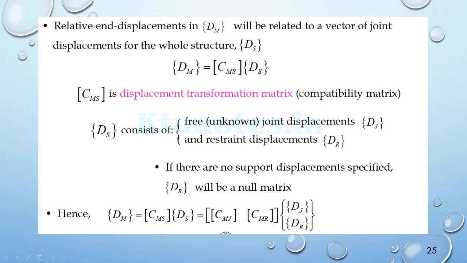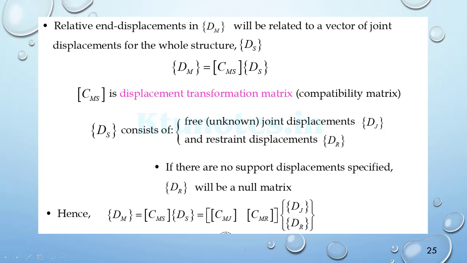free unknown joint displacements and the restraint displacements. In the previous flexibility method, it was the joint loads and the restrained reactions. Okay, DJ and DR here. For the flexibility method, it was AJ and AQ. If there are no support displacements specified, then DR will be a null matrix. It is the restraint displacement, right? So DR will be a null matrix.